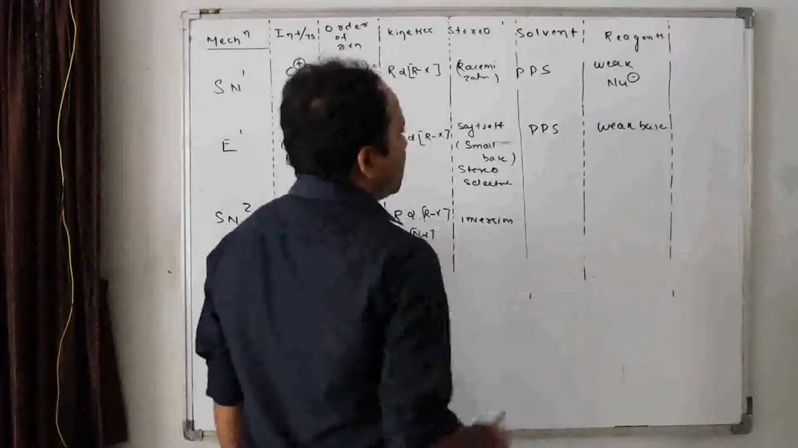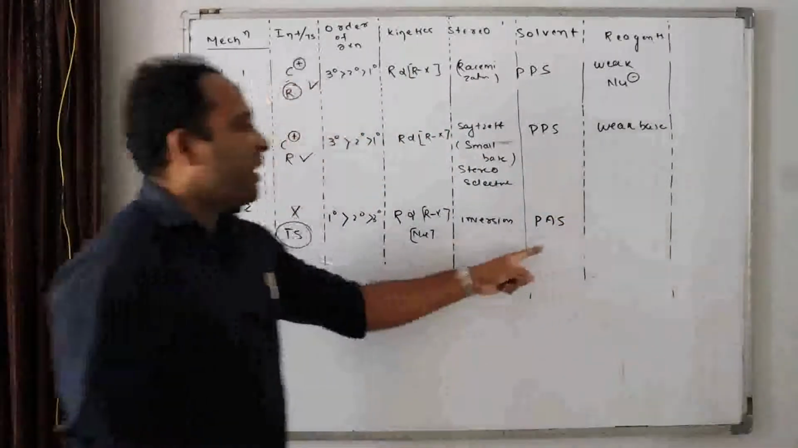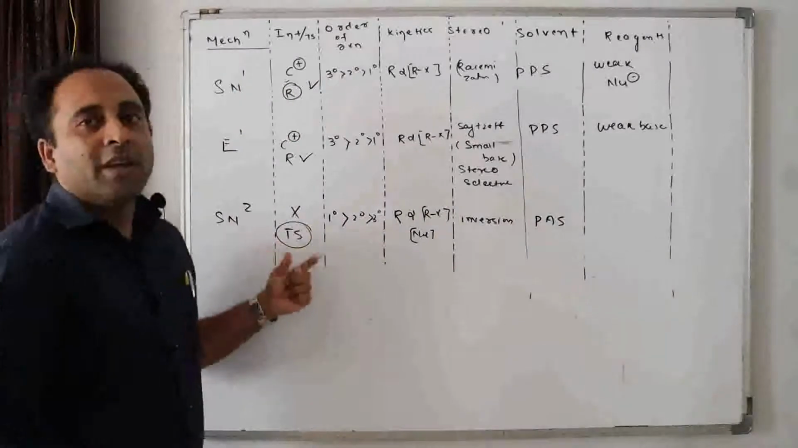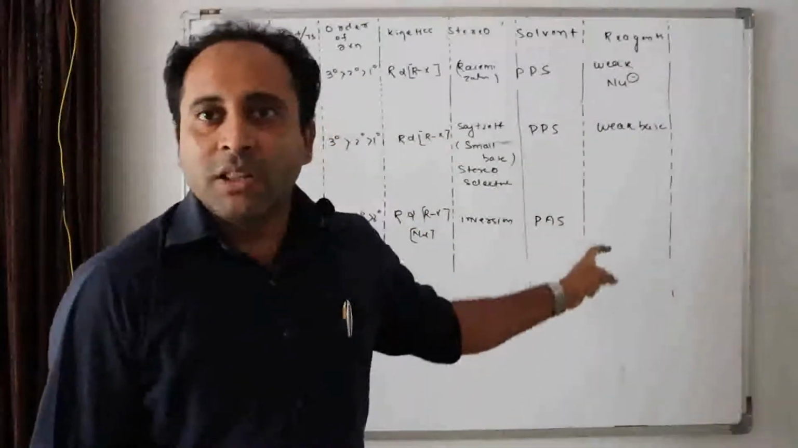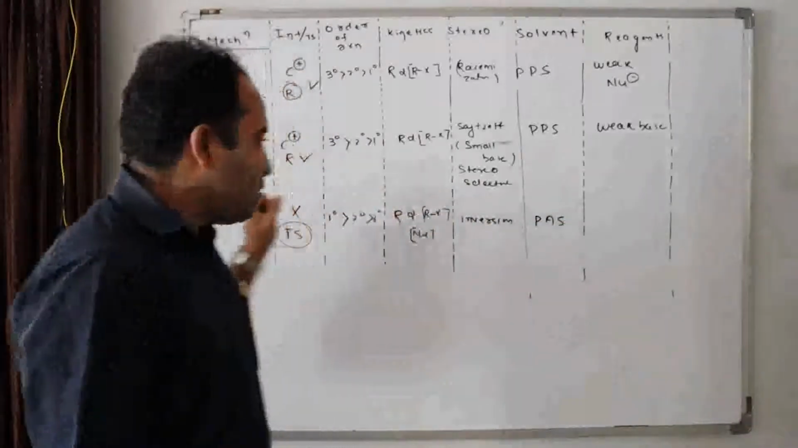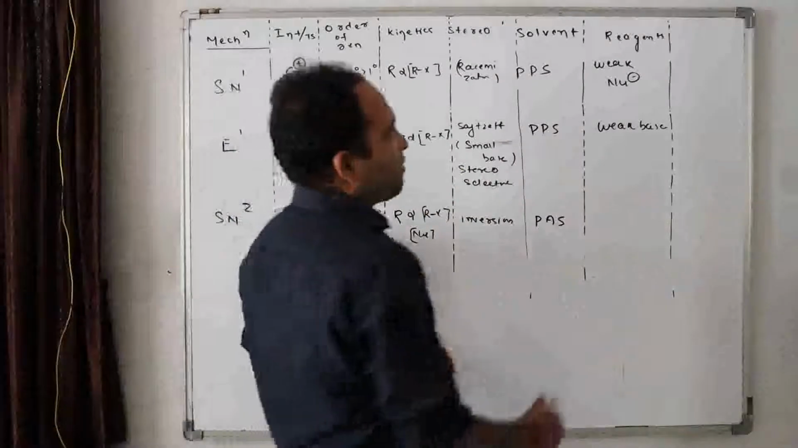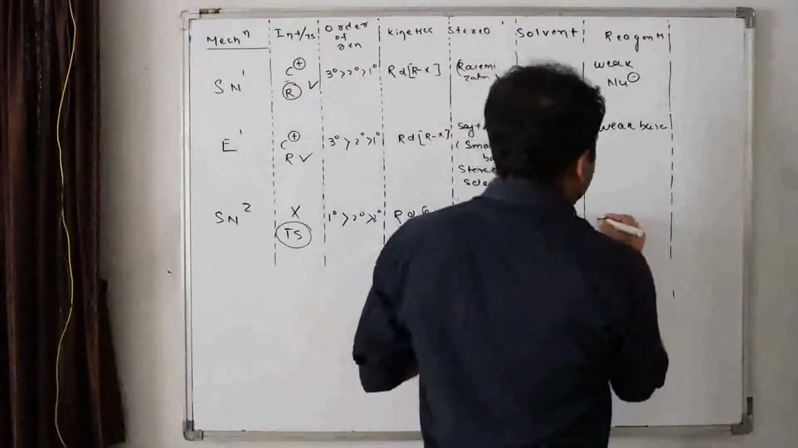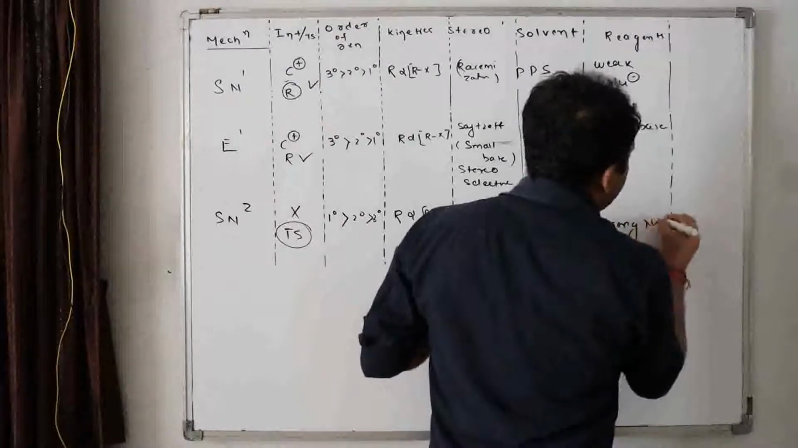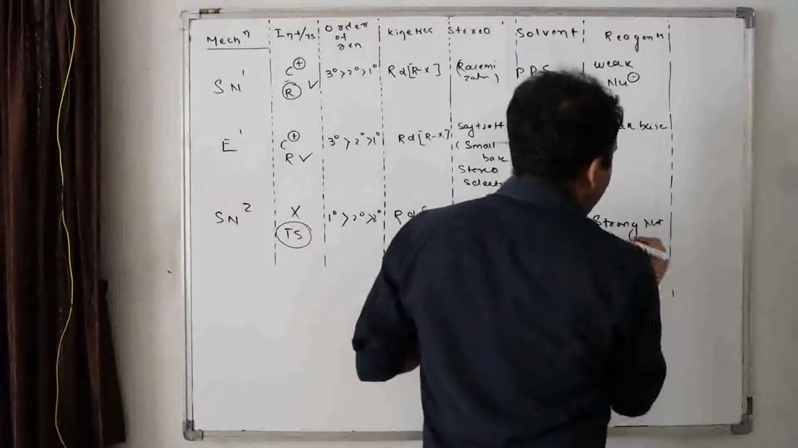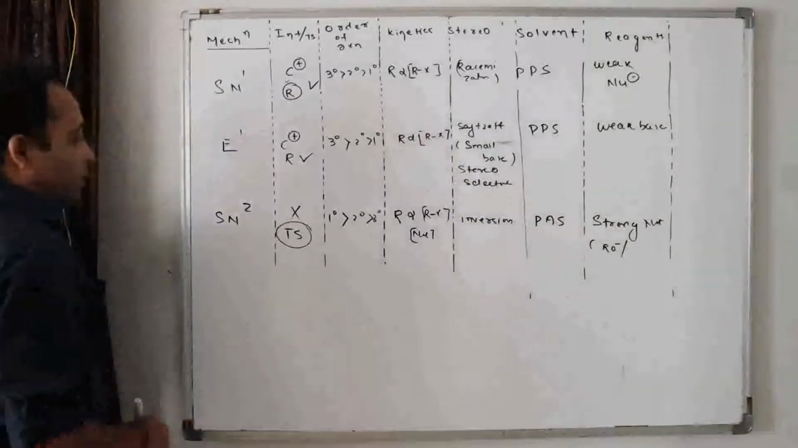Solvent. What is the solvent used? Polar aprotic solvents. They don't want any solvent which will support the carbocations. They straight away need something which can just manage the reaction. Reagents. Here strong nucleophiles are used like RO minus type, C2H5O minus, isn't it?